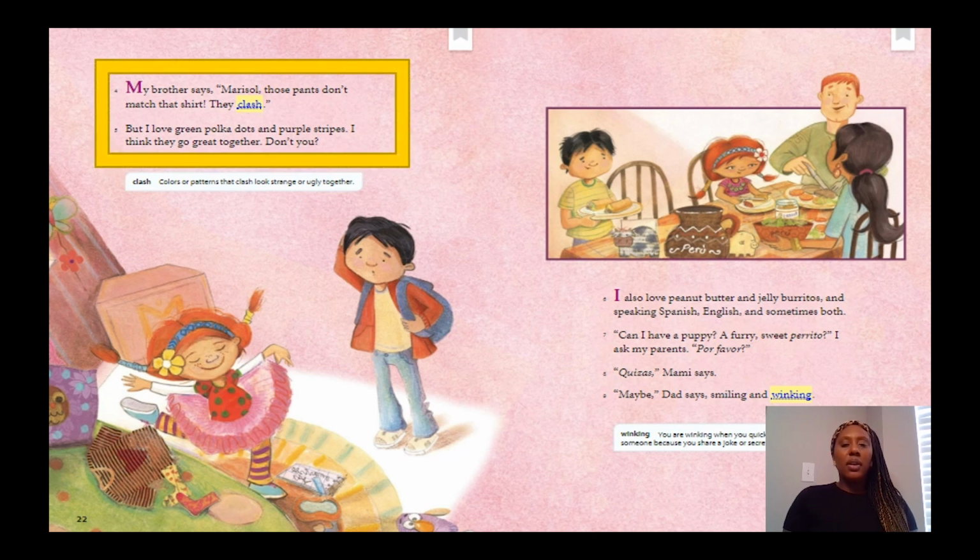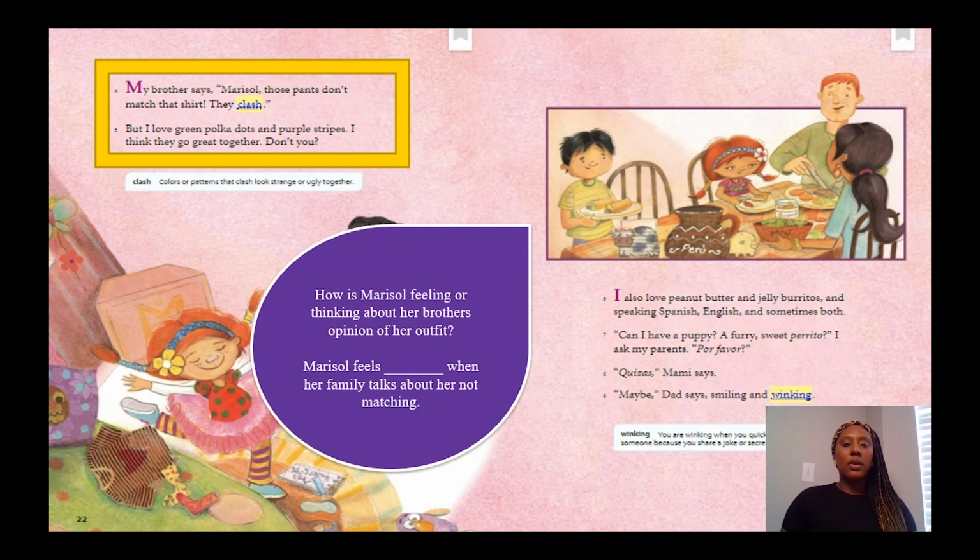Looking at this portion of the text, how is Marisol feeling or thinking about her brother's opinion of her outfit? When you're answering this question, I want you to use the following sentence stem. Marisol feels blank when her family talks about her not matching.